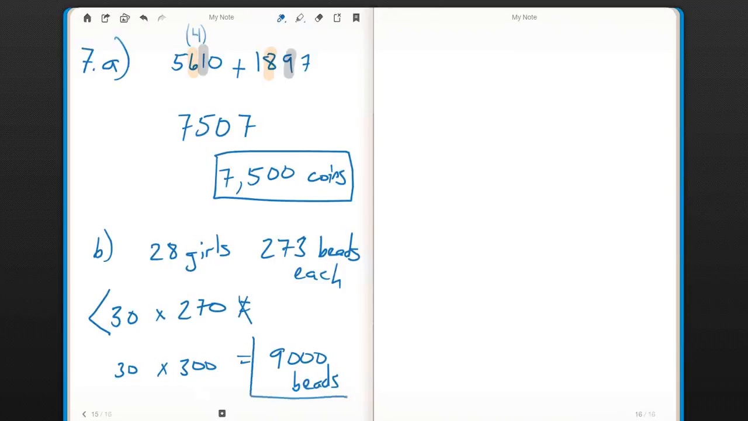They did it this way and have 9,000 beads. And it certainly is a much easier estimate, so they went that way. I'm all for being easy when it's possible.